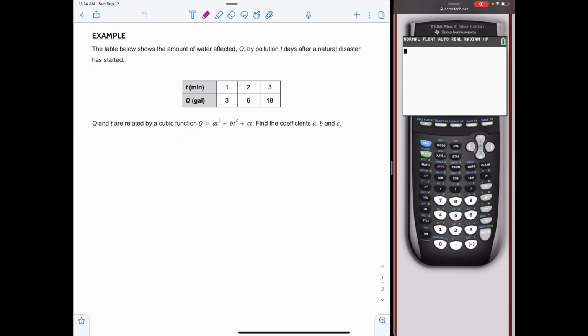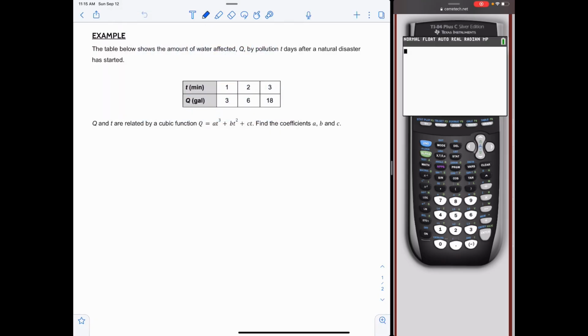All right, so the example states that the table below shows the amount of water affected, Q, by pollution, T days after a natural disaster has started. It says Q and T are related by a cubic function. Q is equal to A T to the third power plus B T to the second power plus C T. Find the coefficients A, B, and C. So what we have to do is create a system of equations using these points. So let's do it.